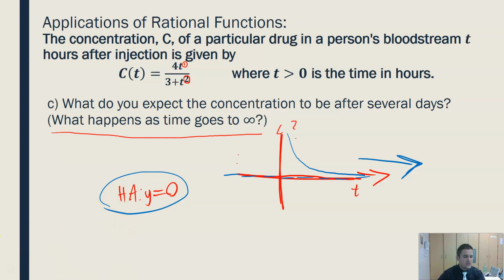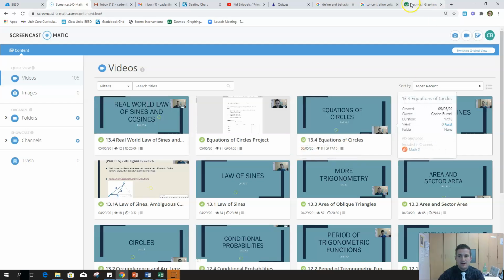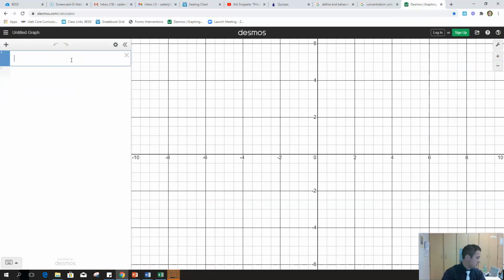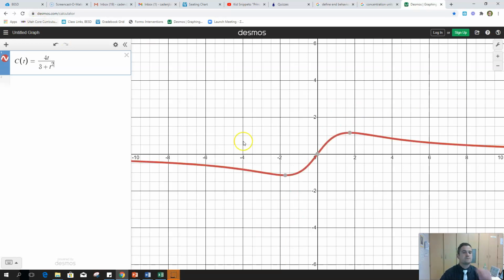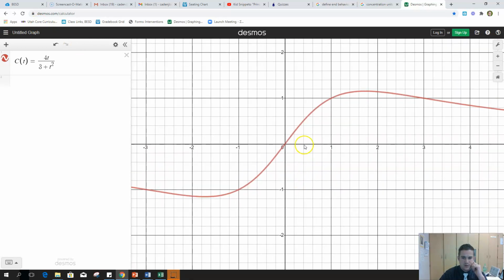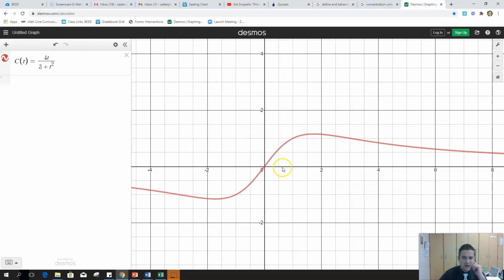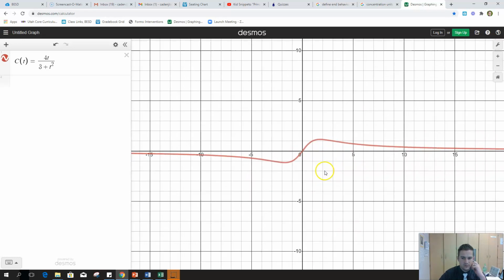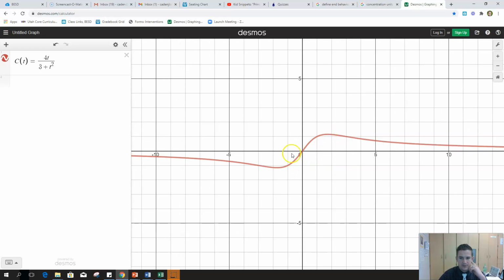Okay, with all these questions, I'm going to hurry and pull up my Desmos graph, and we're going to graph this. Make sure we're not crazy. So my graph, I have C of t equals 4t over 3 plus t squared. This is kind of an interesting rational function. This is a unique rational function that we've never really seen before. But notice here, my function goes up a little bit and then comes back down.